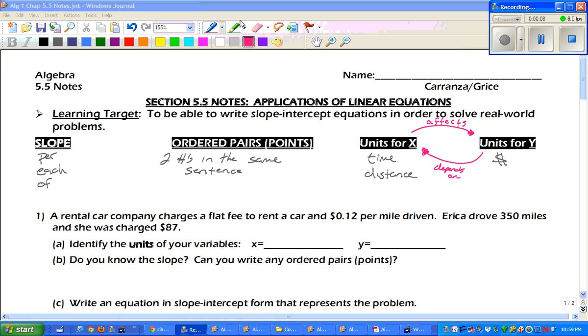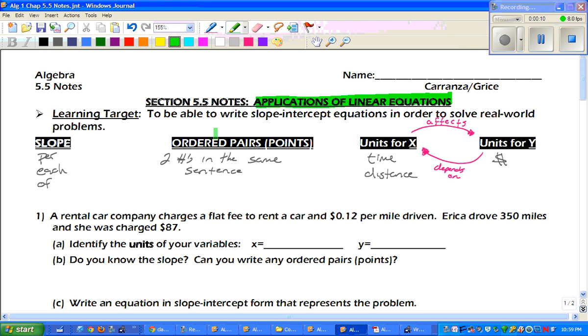Today we are going to be talking about applications of linear equations. Our learning target today is to be able to write slope-intercept equations in order to solve real-world problems. So real quick, a lot of the stuff that we're going to be talking about today, we are going to be plugging into this formula: y minus your y equals the slope times x minus your x.